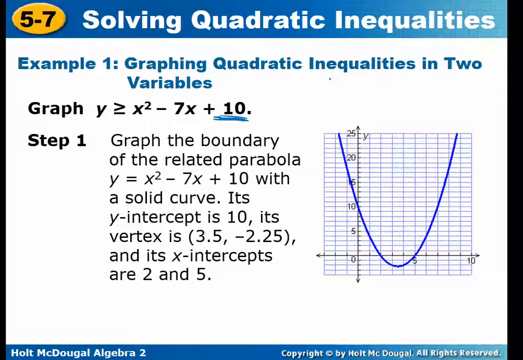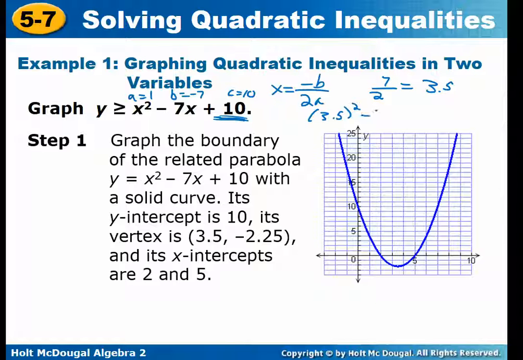To find the vertex, we plug in. First, we find the x-coordinate by going negative b over 2a. So a is 1, b is negative 7, and c is 10. So negative b would be negative negative 7, that would be 7, over 2 times 1. So the x-coordinate of our vertex is 3.5. And then to find the y-coordinate, you plug 3.5 into your original equation. And you solve this, and you can use your calculator and double check, but we would get negative 2.25.